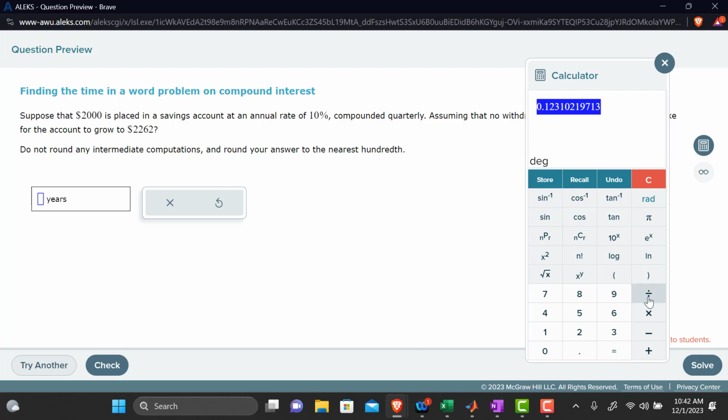And now we need to divide that by 4 times the natural log of our interest rate, or 1 plus our interest rate divided by the quarterly. There we go. 1.025 equals. And 1.25, perfect.